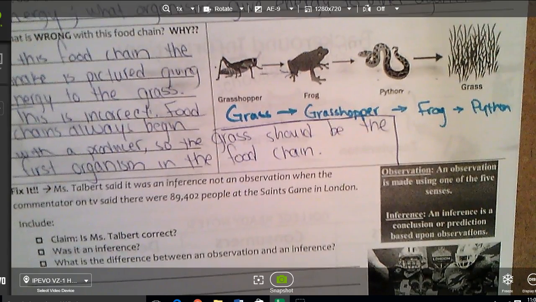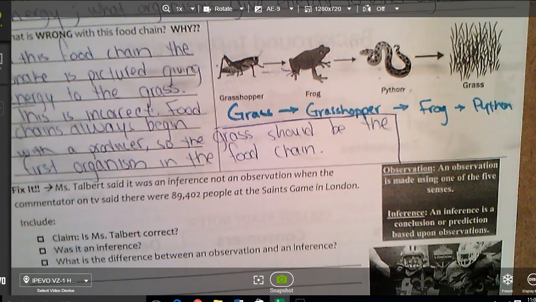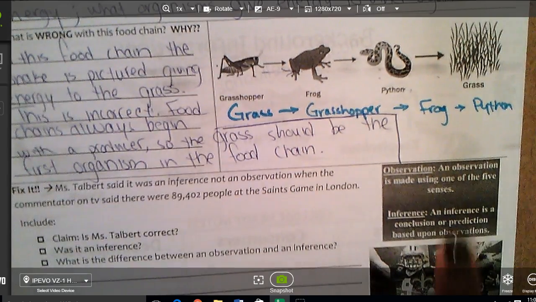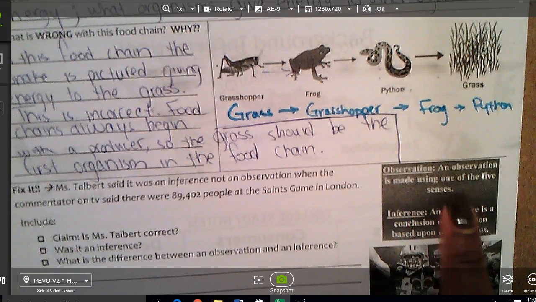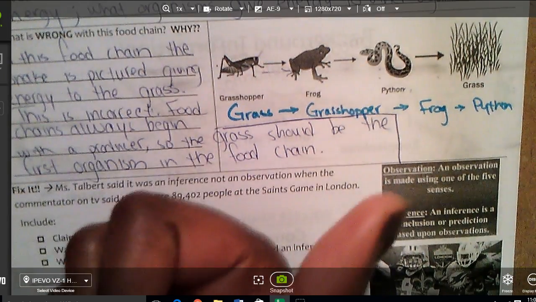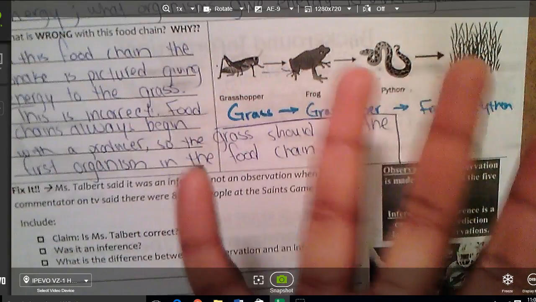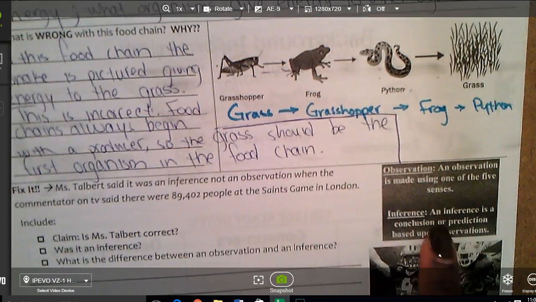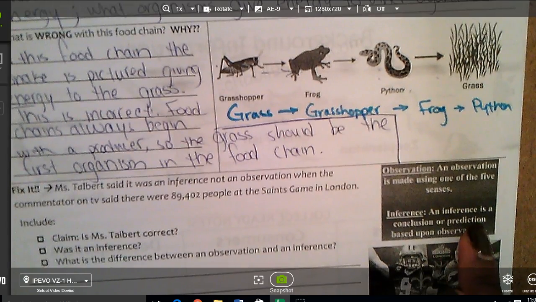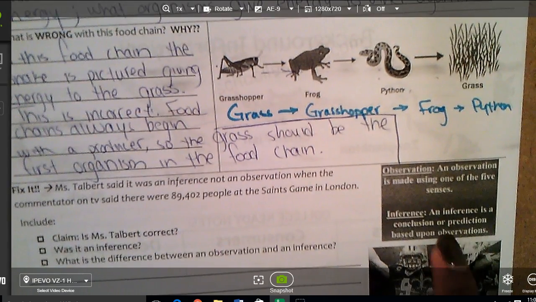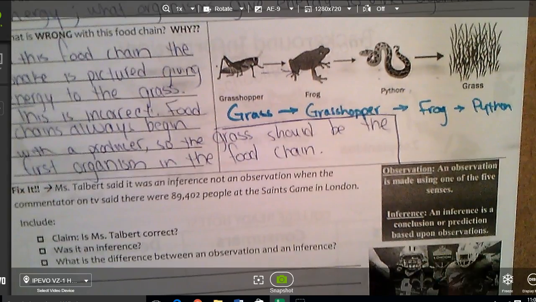So first, before we answer this question, let's take a second to jot down the difference between an observation and an inference. So here it says an observation is made using our 5 senses. So it's something we either smell or see or hear or taste or touch. An inference is a conclusion or a prediction or really a guess to explain something we observe.